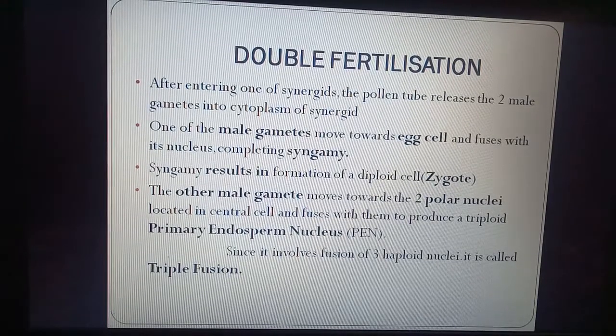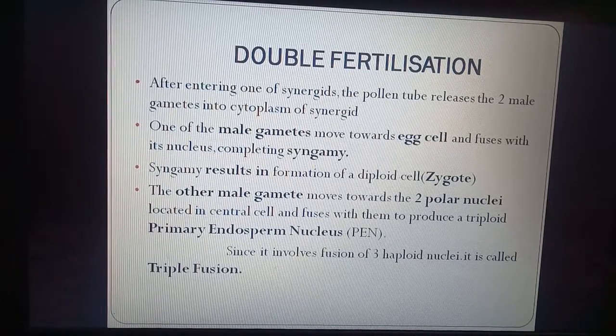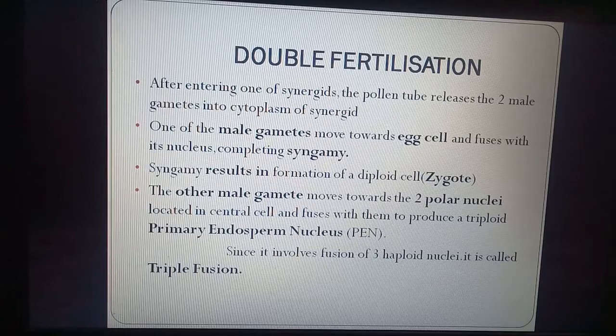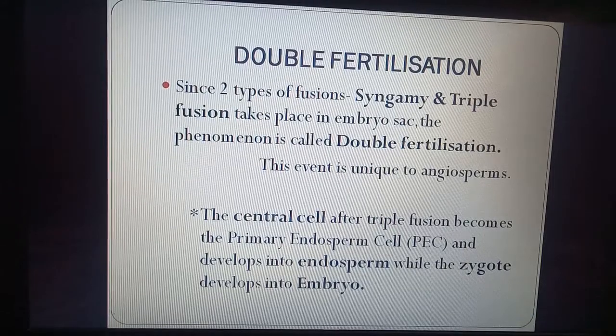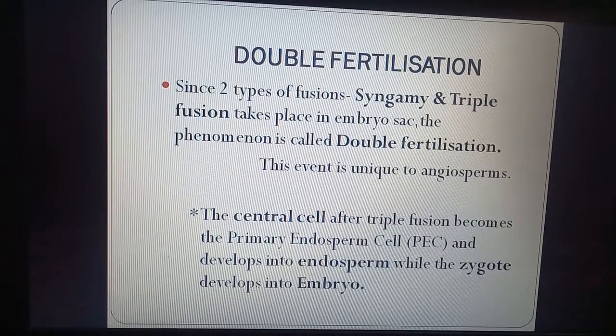This cell will form the endosperm since it involves fusion of three haploid nuclei, one male gamete and two polar nuclei. Since there are three nuclei, it is also called triple fusion. So we saw that two types of fusions take place: syngamy between the first male gamete and egg cell, and triple fusion between the second male gamete and the polar nuclei. It is called double fertilization.